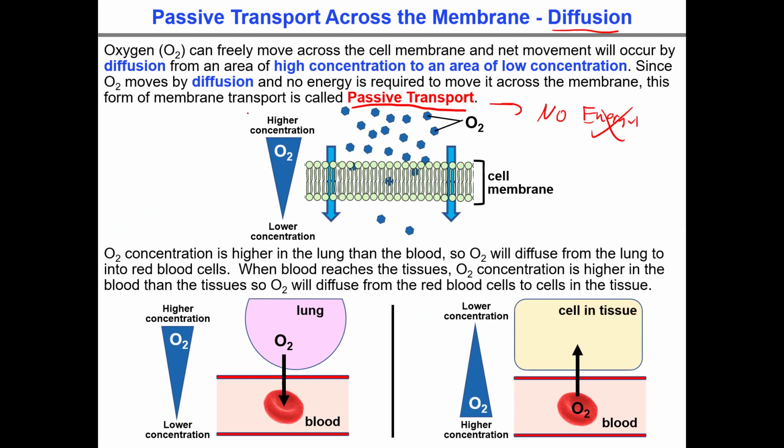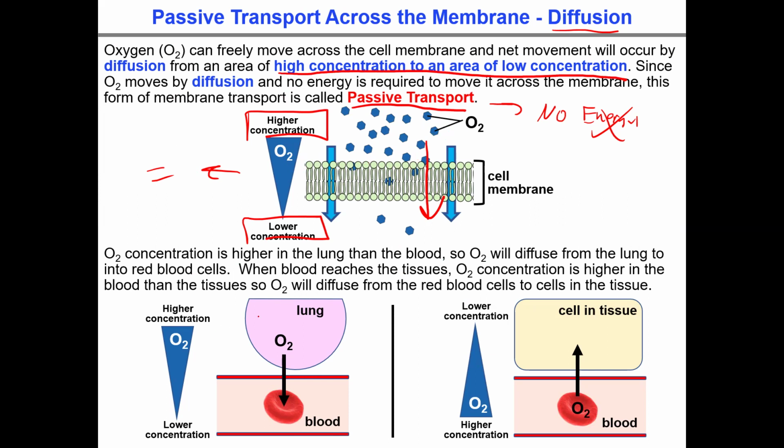Because we have an area of high concentration and an area of low concentration, they naturally want to hit equilibrium. They want to be equalized. So in this case, we have a high concentration of oxygen here and a low concentration here, so it's naturally going to want to move out into the cell. Again, they're going to diffuse from an area of high concentration to an area of low concentration.